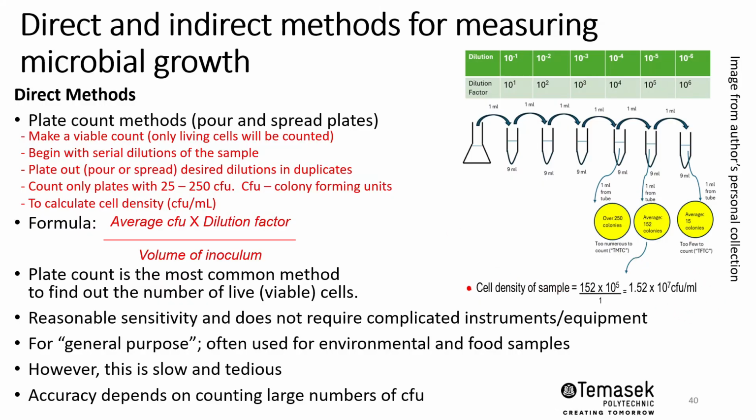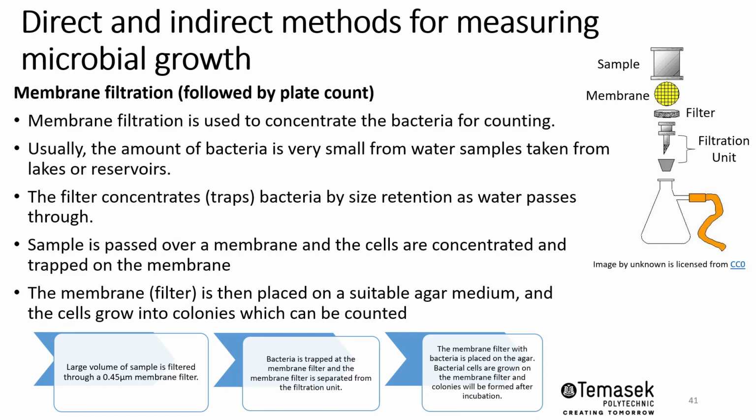Another direct method for measuring microbial growth is membrane filtration. Membrane filtration is used when your sample has low cell density, for example the fecal bacteria that may be present in a river body. Often we will want to use this membrane filtration to concentrate the bacteria for counting. This is useful because the amount of bacteria that you sample from a big water body is usually very small. So here we are using a large volume of the liquid.